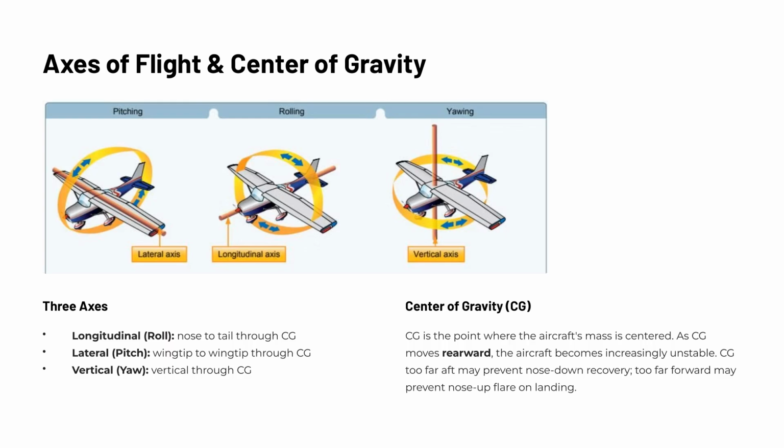Now, the center of gravity itself is the point where the total weight of the aircraft is considered to act. Its location has a direct impact on stability and controllability. As the center of gravity moves rearward, the aircraft becomes progressively less stable and more difficult to control. An aft center of gravity that exceeds limits can make it impossible to recover from a nose-high attitude. Conversely, a center of gravity too far forward increases the load on the tail and may prevent you from achieving the nose-up pitch needed for a proper landing flare. Always verify that your center of gravity falls within the approved envelope before every flight.